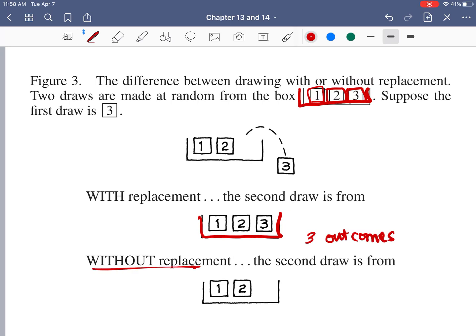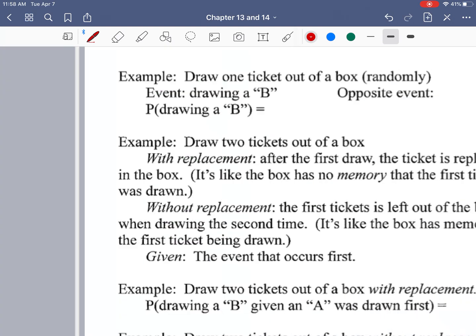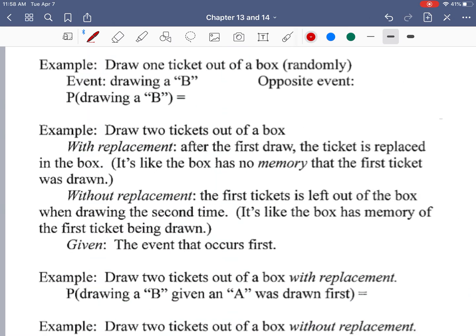But let's say you do it without replacement. You don't stick that 3 back in. Then the second draw, you only have 2 possible outcomes. So that changes the denominator of your fraction. This one would be over 3. This would be over 2. So we've got this difference between with and without, and that's important to know which is which. That was all there, yeah.